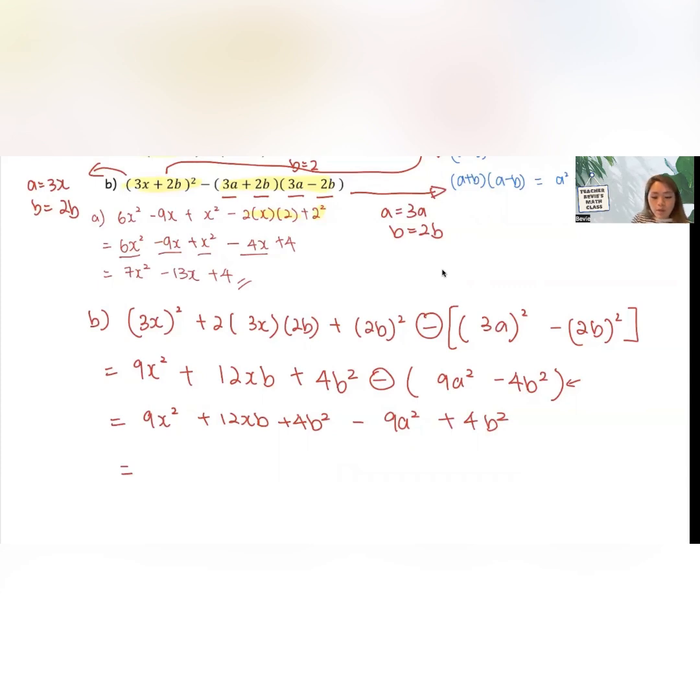So just take a quick look. I only have one x squared term. I only have one xb term. For b squared, I have 4b squared and 4b squared. That gives me 8b squared. And I only have one a squared term. And this is my final answer.